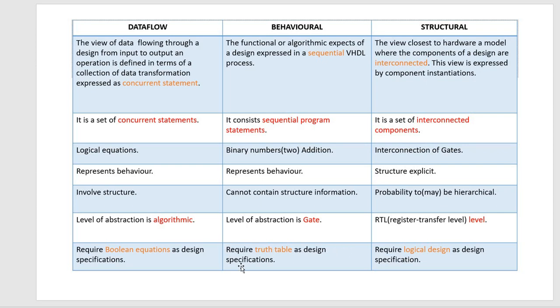In case of behavioral, we require a truth table or state table, which will directly reflect how exactly the function is and how that system is behaving. And in structural, we will have a logical design. That means we must know how exactly it works, and we have to think about hardware a little bit in more detail as far as structural modeling is considered.